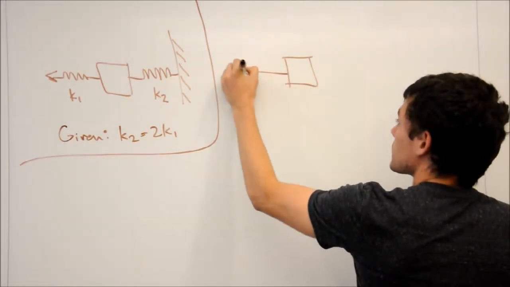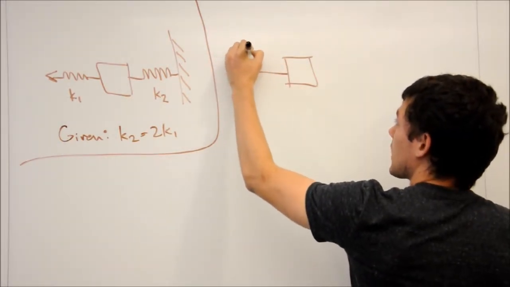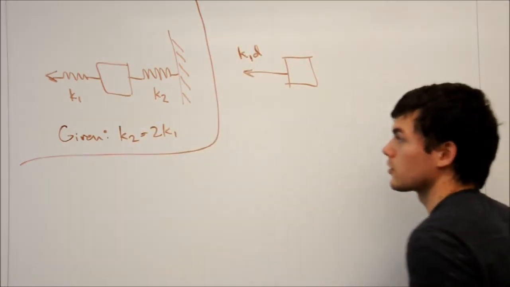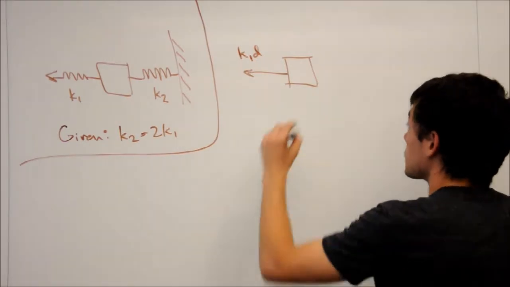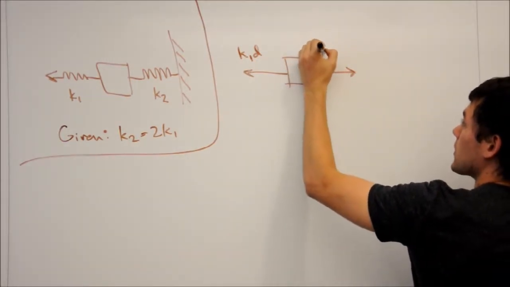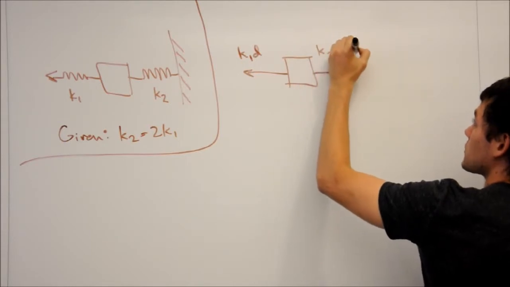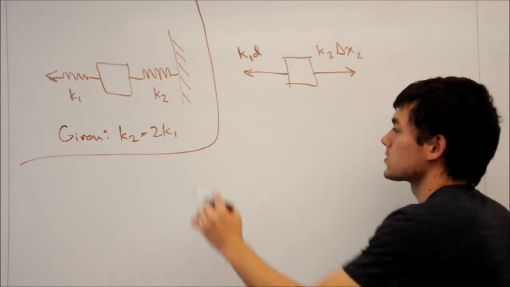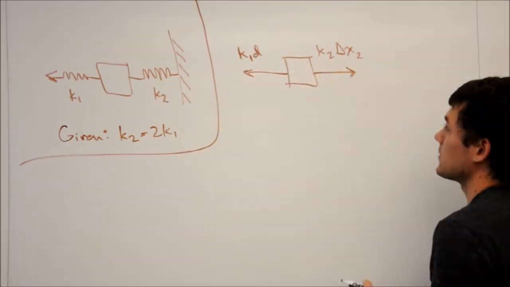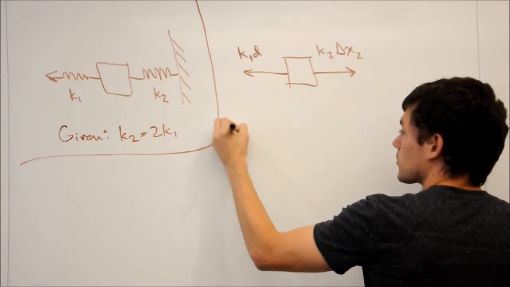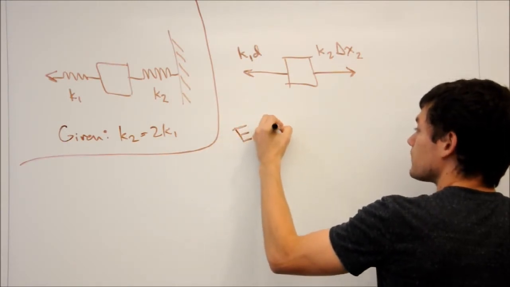So it's being pulled to the left with the force K1 times d. d is the stretch, remember, in spring number 1. It's then being pulled to the right with some force K2 times delta X2. Delta X2 is the stretch in spring number 2, and that is what we're going to be trying to solve for. Now, what's really important to look for is this word equilibrium.